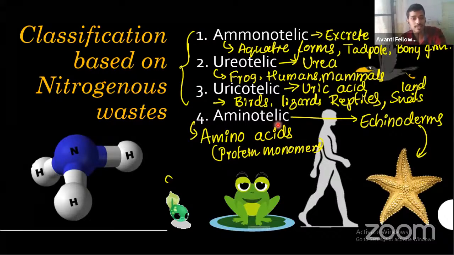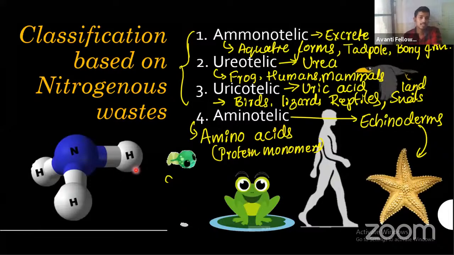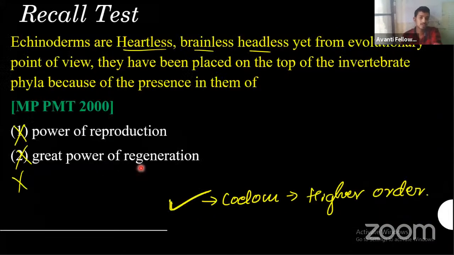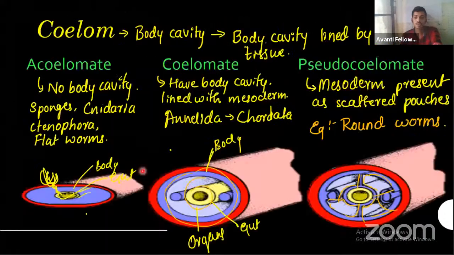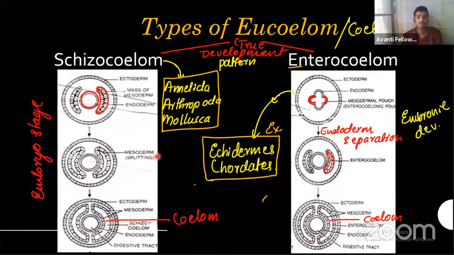So the difference between schizocoelom and enterocoelom is simple. Schizocoelom and enterocoelom differ mainly in how they are formed. You can see here, schizocoelom is developed directly from the mesodermal mass, but enterocoelom originates from the mesodermal pouch. So that's the major difference.